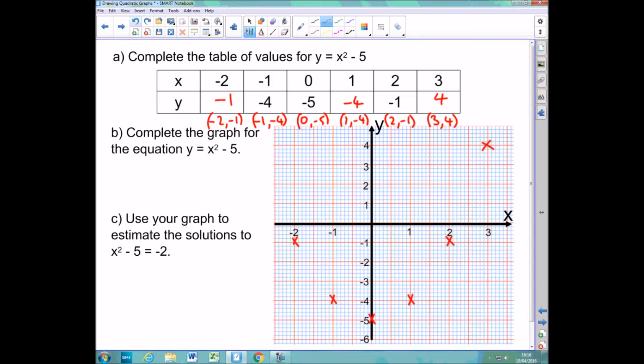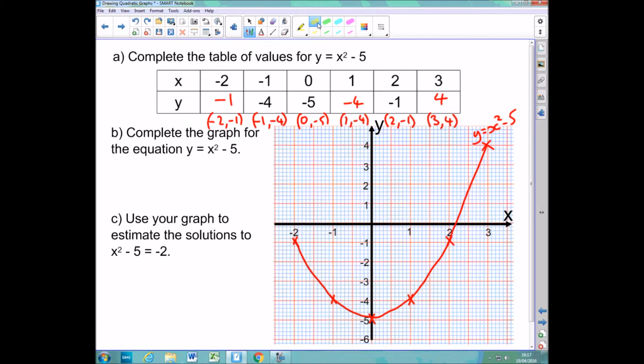After I've plotted the coordinates, I'm going to join these up with a curved line. Now, if you're not very good at drawing a curved line, you can always just use a ruler to join these points up, and that will give you the marks as well. So finally, after I've drawn my curve, I'm going to label my graph y equals x squared minus 5.